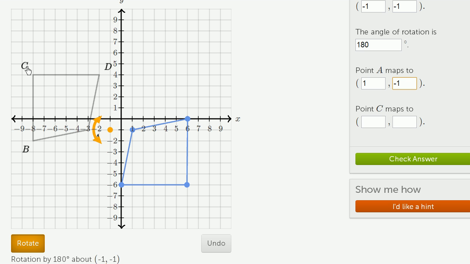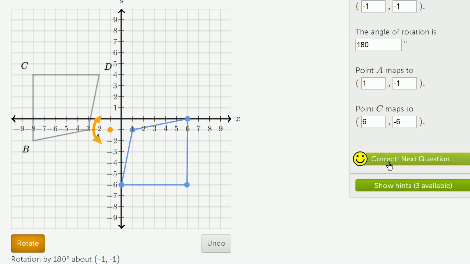And point C, which is diagonally opposite point A, maps to this point right over here, which is 6, -6. And we got it right.